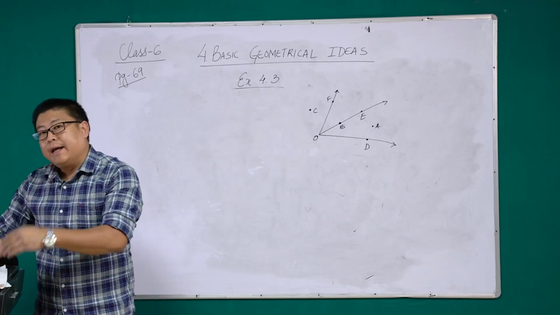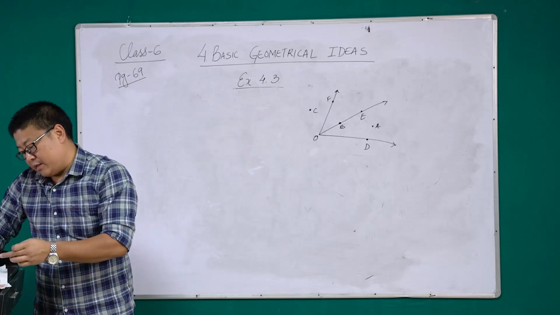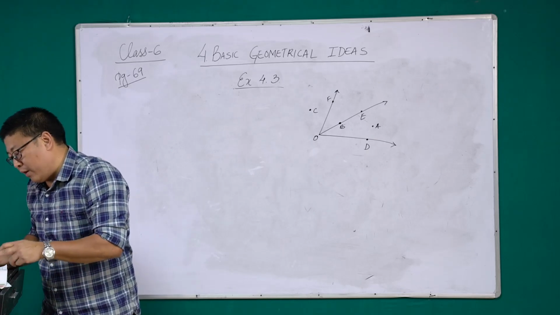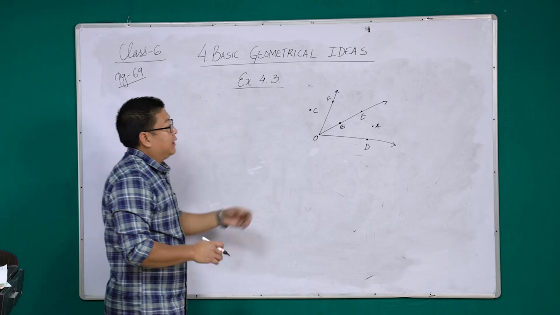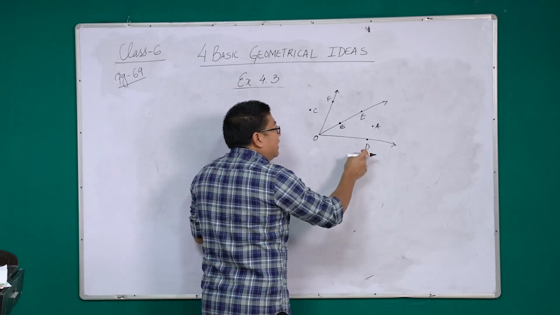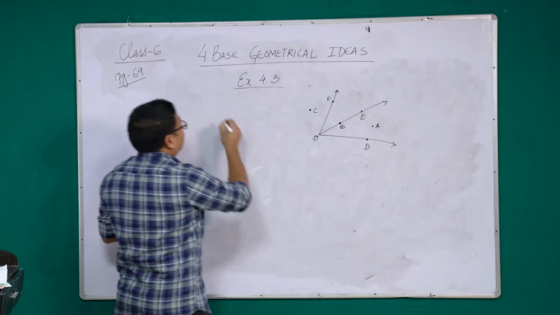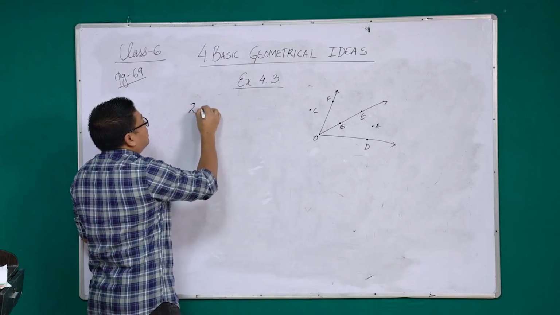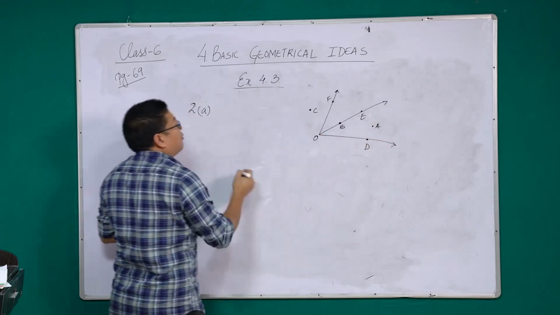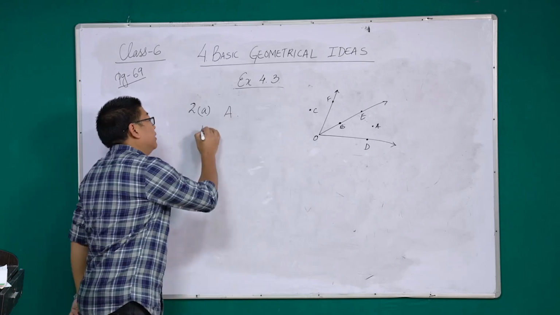Question number 2 reads: in this given diagram, name the points A in the interior of DOE. We already discussed the interior and exterior of angles. Now they're asking, in the interior of angle DOE, what points are given? Inside the angle DOE, you can see one point, that is A. So this is the answer for the first question.